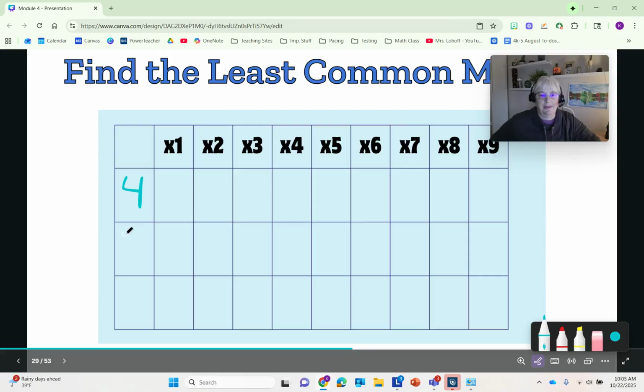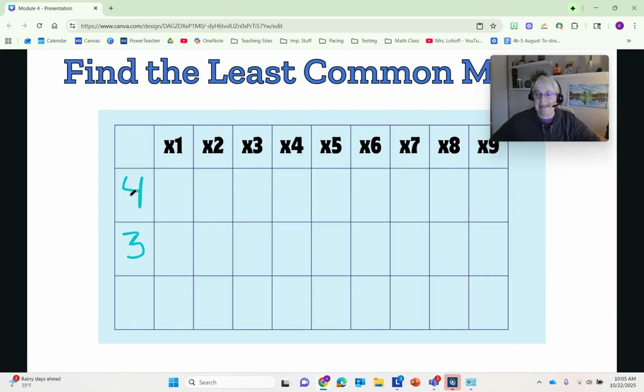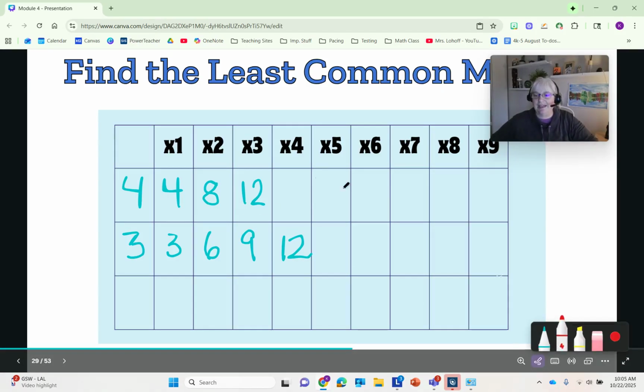4 and 3. All right. As I go through the facts for 4, I am thinking in my head, will this also be a fact for 3? 4 times 1 is 4. That won't appear on the 3's. 4 times 2 is 8. That won't appear on the 3's. 4 times 3 is 12. That's the turnaround fact. So 3 times 1 is 3. 3 times 2 is 6. 3 times 3 is 9. And 3 times 4, when we multiply those together, we're going to get the same number. That is our least common multiple. There it is, 12.